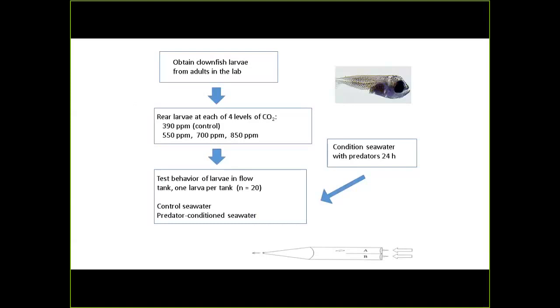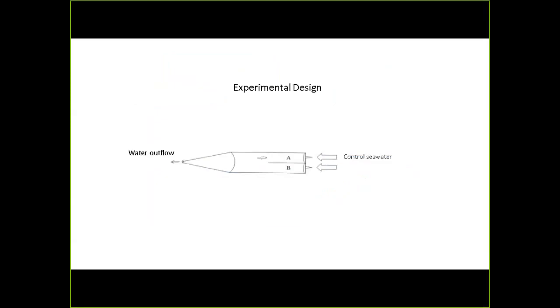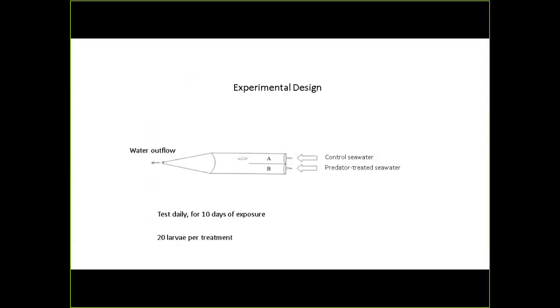And you test one larva at a time. And this is the flow tank. So water is coming in tube A, and water is coming in tube B. And there's one fish larva in the tube at a time. In tube A, you have control seawater coming in. And in tube B, you have the predator-treated seawater coming in. And every couple of minutes, you check and see whether the fish is swimming. The fish like to swim into a current, so the water's flowing out here. So you want to see whether the fish are swimming into A or B.